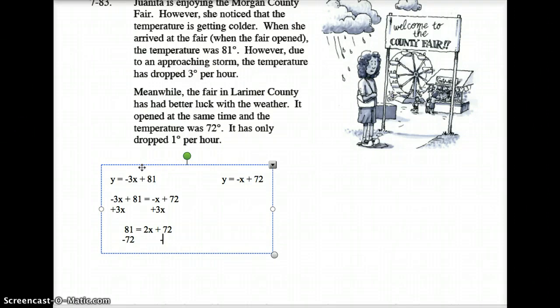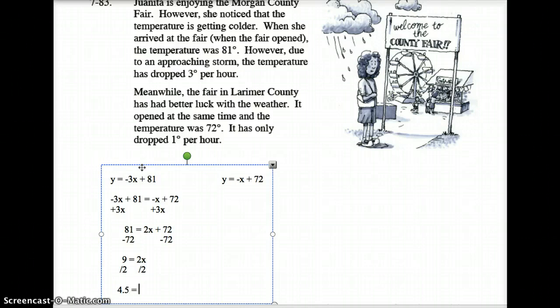So we'll subtract 72 from both sides. 72 is on the right side, you'll see it'll cancel. On the left side, we've got 9 equals 2x. Okay, well, we don't want 2x, we just want to know x, so we've got to divide both sides by 2. So divide by 2, divide by 2, and we're left with, it will take 4.5 hours until these two are both at the same temperature.